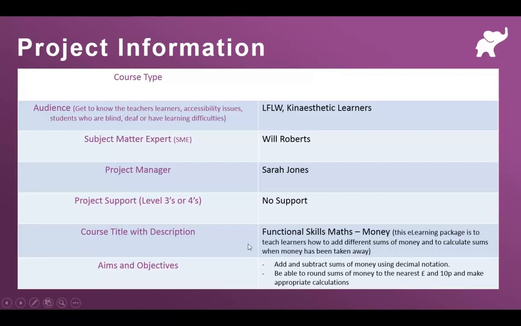The next step is course title with description, so this is exactly what you're going to call the e-learning package and what it's going to be about, just so then you know and you're aware of what the e-learning package is about. And the next step is aims and objectives, so this is the aims and objectives that are going to be put into the e-learning package, just so then when it gets around to that step, you can easily put them in.